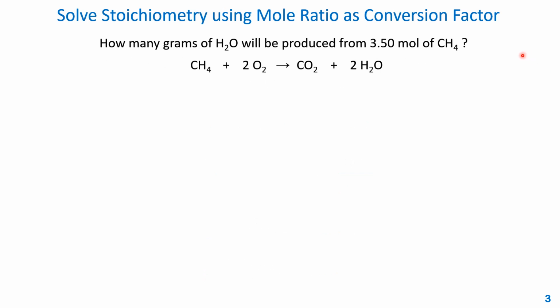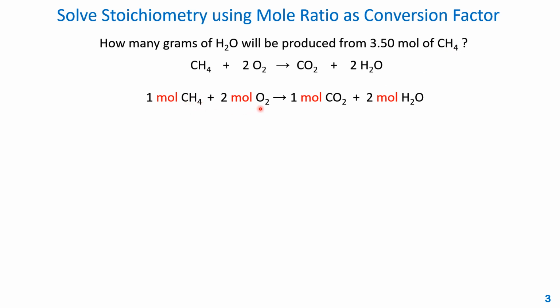Let's talk about another example. This is the question: how many grams of water will be produced from 3.50 moles of methane? This is the balanced equation. You can see the coefficient of methane is 1, oxygen is 2, carbon dioxide is 1, and water is 2. So this also gives you the mole ratio of all these 4 chemicals. For the question, they ask you the mass of water. They give you the moles of methane.